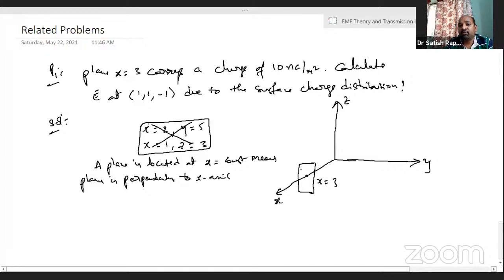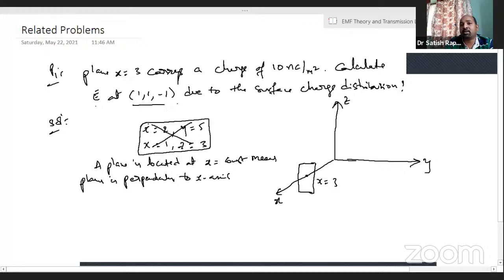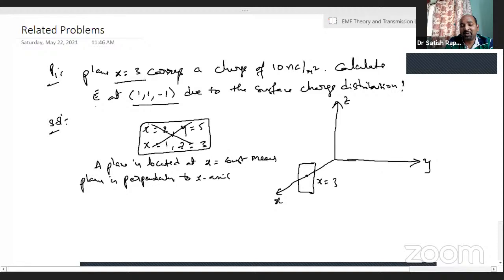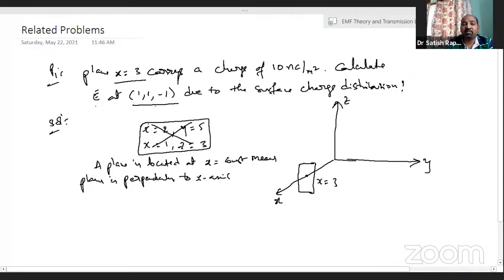Now we have to determine the electric field at a point 1, 1, minus 1, right? So here you just remember one thing: a plane x equal to 3, we know that the plane is perpendicular to the x-axis. So the plane is perpendicular to the x-axis in the sense what? The electric field is in the x direction, right?